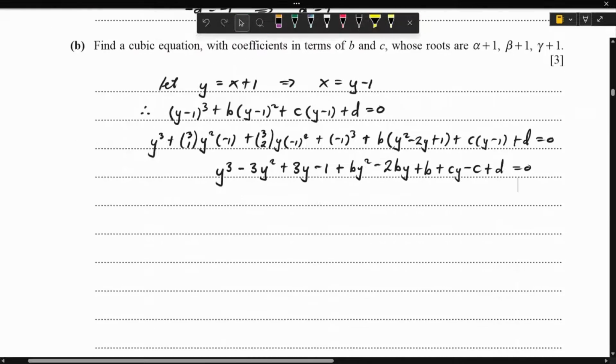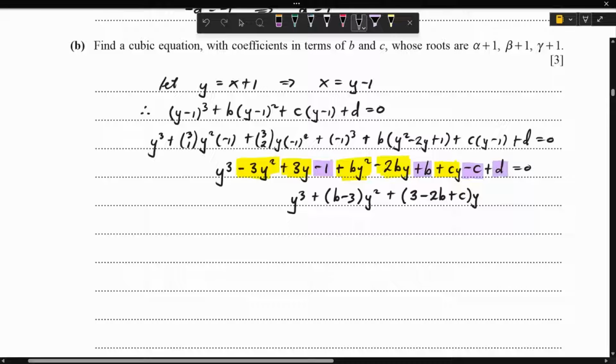Now grouping the terms, for the terms in y cubed, we only have y cubed. And now for the terms in y squared, we have minus 3y squared plus by squared. So I'll write that as b minus 3 of y squared, factoring out the y squared. For the terms in y, we have 3y minus 2by plus cy. So I'll factor out the y, which means that we'll be having 3 minus 2b plus c of y. And lastly, for the constants, we have minus 1 plus b minus c plus d.